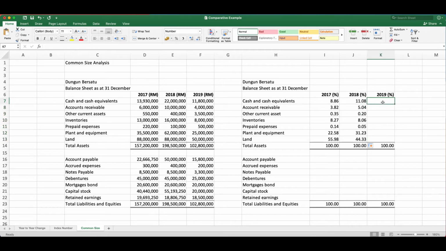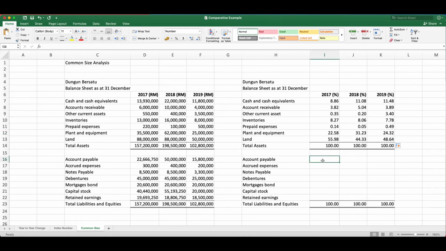How about 2019? This one is equal to cash and cash equivalents for the year 2019 divided by the total assets of the year 2019, 102,800,000, and then times 100. So the cash and cash equivalents increased to 11.48% in 2019. And then you can see the trend. The land has decreased from 55 to 44 and then increased back to 48. So the idea is you are going to read the sub-items in the assets and the liabilities in terms of percentage.